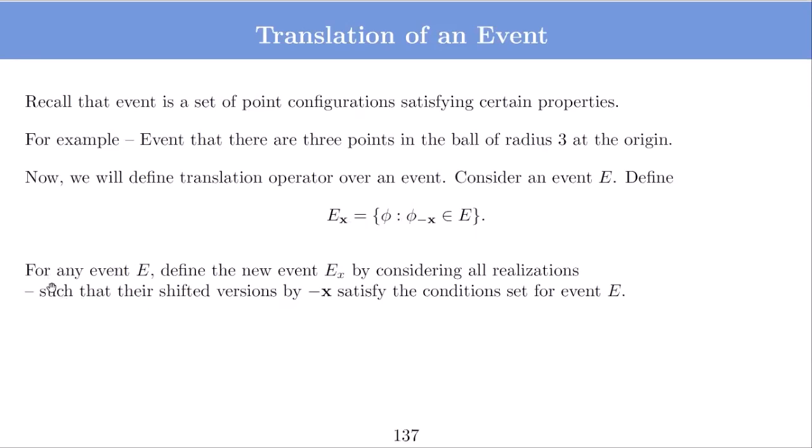So E x is made from all realizations such that if you shift them by minus x, then that realization will have property E. So when I say a point process has property E x, it means its shifted version phi minus x has the property E. So for any event E, define the new event E x by considering all realizations such that their shifted version by minus x satisfies the condition set for event E.